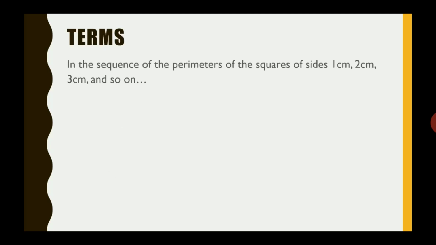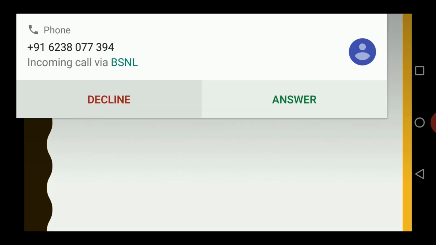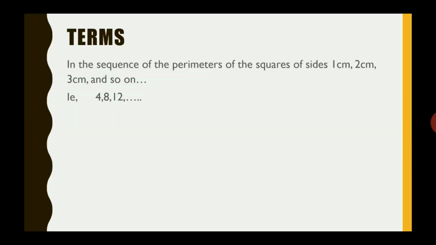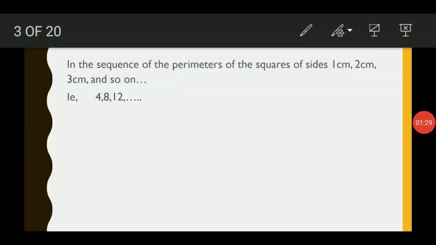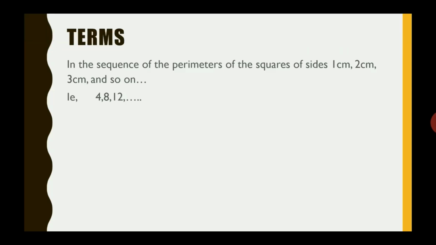We consider the previous example, that is the sequence of the perimeter of the squares of sides 1 centimeter, 2 centimeter, 3 centimeter, and so on. That is 4, 8. Now we consider the sequence 4, 8, 12, etc. The numbers forming a sequence are called terms. So what will be the first term here? Yes, the first term is 4, the second term is 8, and the third term is 12.